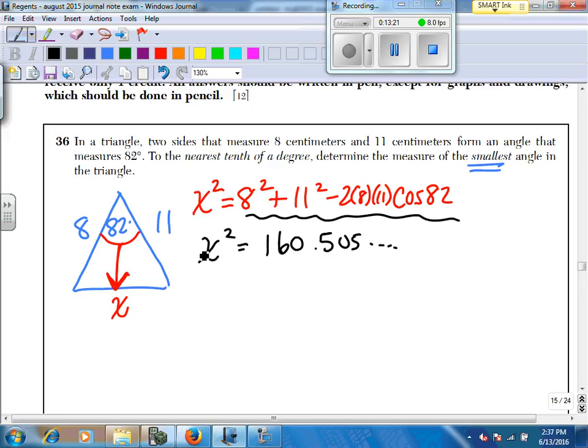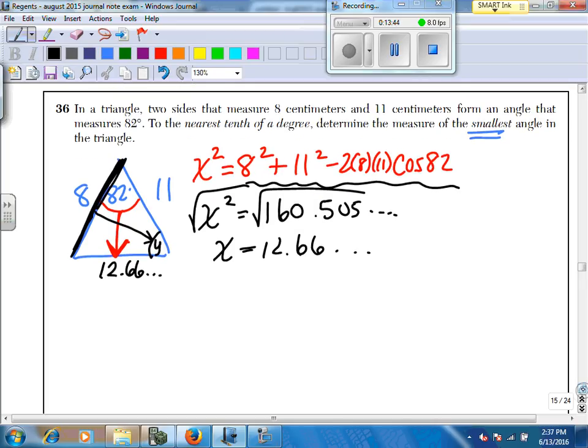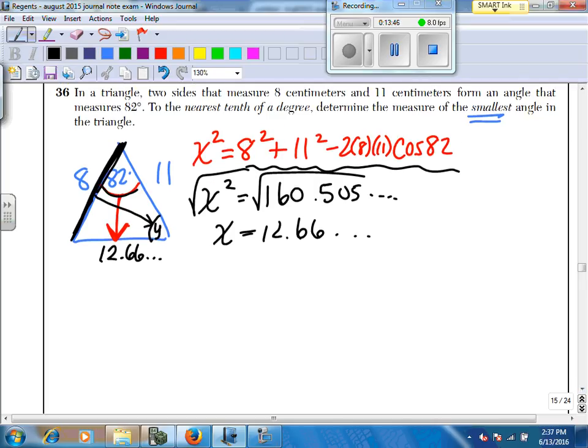And then you can take the square root of both sides, and that's what will give you an x value of 12.66, etc. I'm not going to round anything because that's not actually what the question was asking for. The question was asking for the smallest angle of the triangle. Well, now I can tell that that's the smallest side, so that means that this will be the smallest angle. We'll call it y. Now we do have a pair, though. We have this pair here.